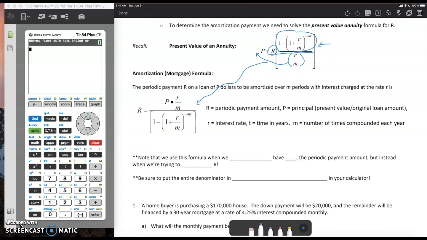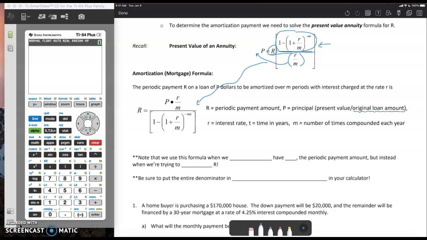Again, like has happened in many of our prior sections, there really is no difference in this case between the present value of an annuity formula and the amortization or mortgage payment formula, except they're just solved for different variables. One solved for P, one solved for R, the big R. On this, big R still means the periodic payment amount. Capital P is the principal, or the present value, or the original loan amount. This one is also going to be important in this section.